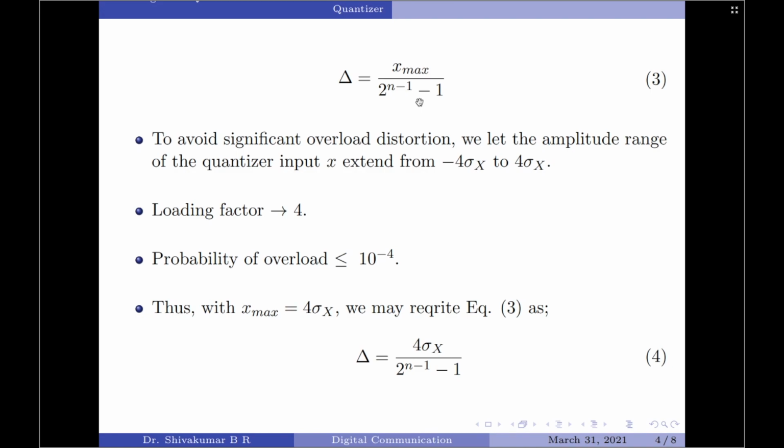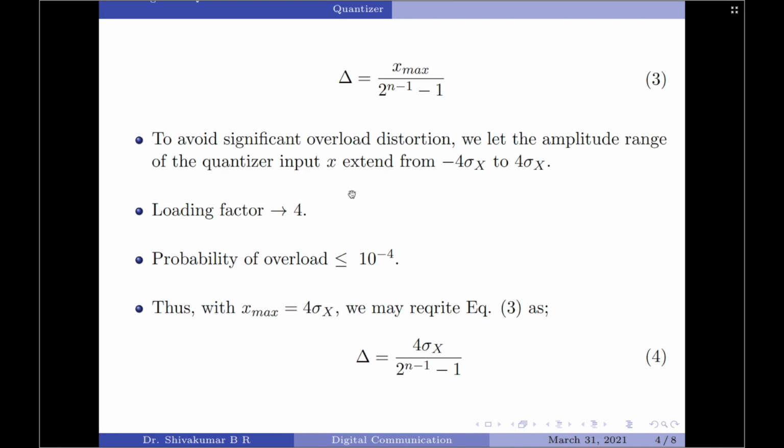Now to avoid significant overload distortion, we let the amplitude range of the quantizer input, which is x, extend from minus 4 sigma x to plus 4 sigma x. Please note sigma x represents the standard deviation of the variable x. So when I let the quantizer input have an amplitude range varying from minus 4 sigma x to plus 4 sigma x, this corresponds to a loading factor of 4. Also, we find that the probability of overload is now set by a value less than or equal to 10 to the power of minus 4.